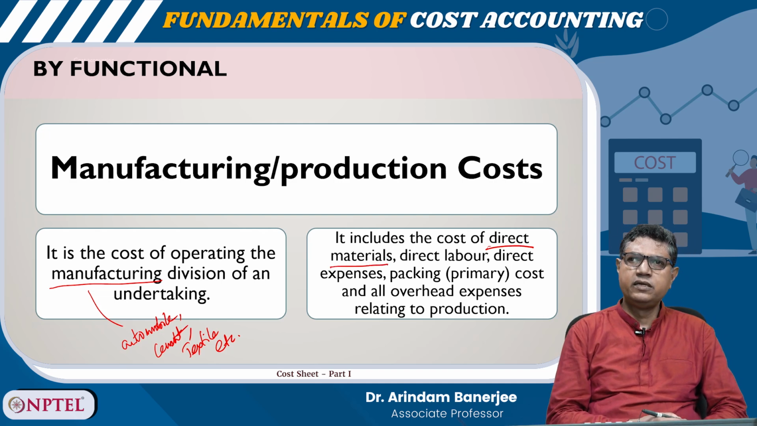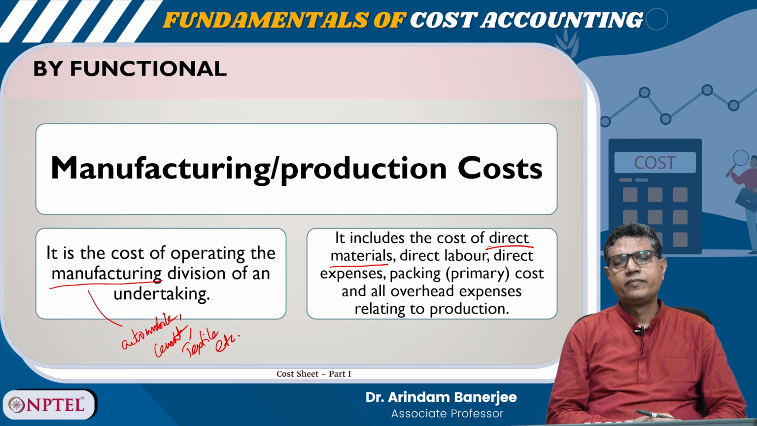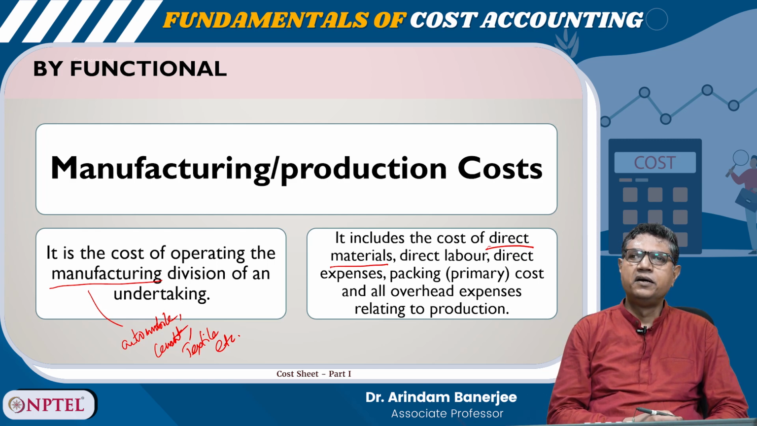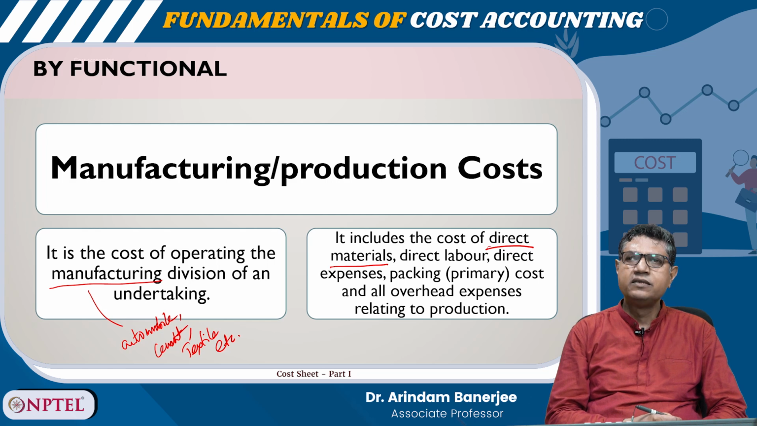Like for example, an iron and steel company is a manufacturing company. It uses iron ore, and it uses coking coal for manufacturing the finished steel from the iron ore. So it is a manufacturing cost, and it is a direct material, because you can assign the cost of raw material directly to the finished products.